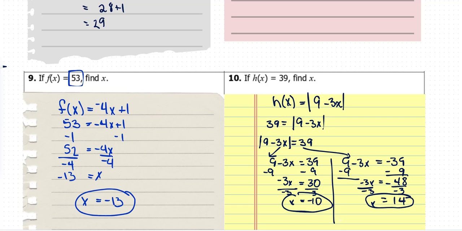But that's not the best way to write it. So we write it as x is equal to the set, and we write them in order, negative 10, 14. And what I mean by order is numeric order from least to greatest.